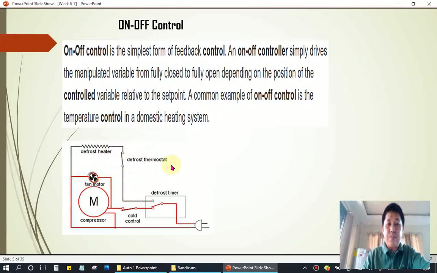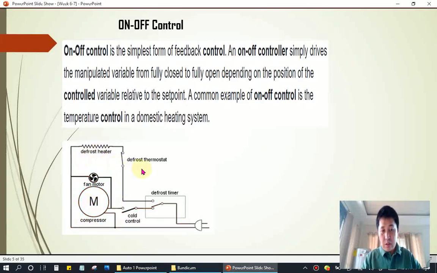But here our example is an air condition system, and this is a refrigeration system. So how does the on-off control work? We have here the cold control, and the switching contact. We have the compressor and the fan motor, the defrost timer, and the thermostat.